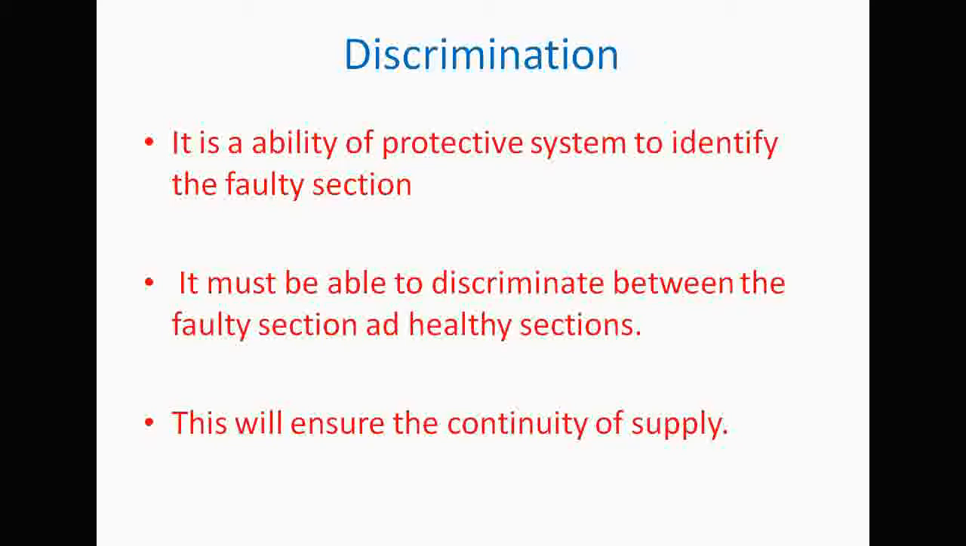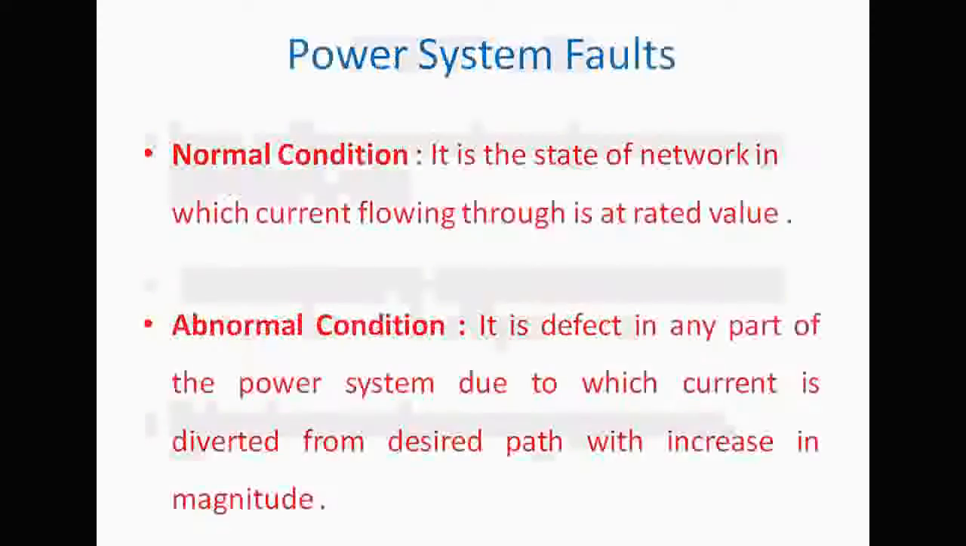Now next one is discrimination. It is the ability of the protective system to identify the faulty section. कौन से section में fault हो गया वो हमें, your protection system should be able to identify the locations. It must be able to discriminate between the faulty section and healthy section. हेल्दी सेक्शन कौन सा है, फॉल्टी सेक्शन कौन सा है, उसको आपकी प्रोटेक्शन सिस्टम को आइडेंटिफाई करते आना चाहिए. This will ensure the continuity of the supply. So your protection system should be able to discriminate the faulty section and healthy section.